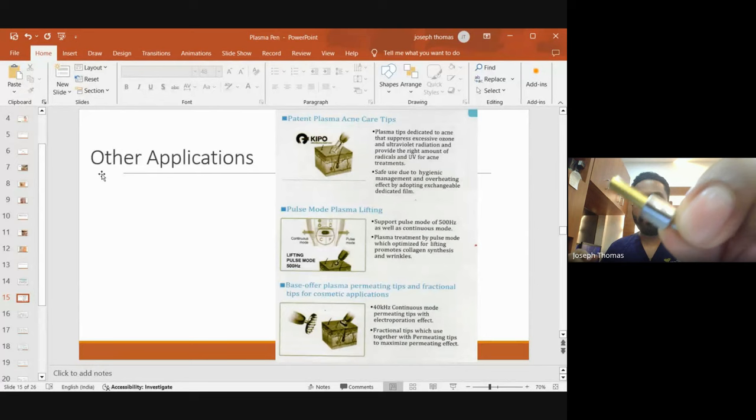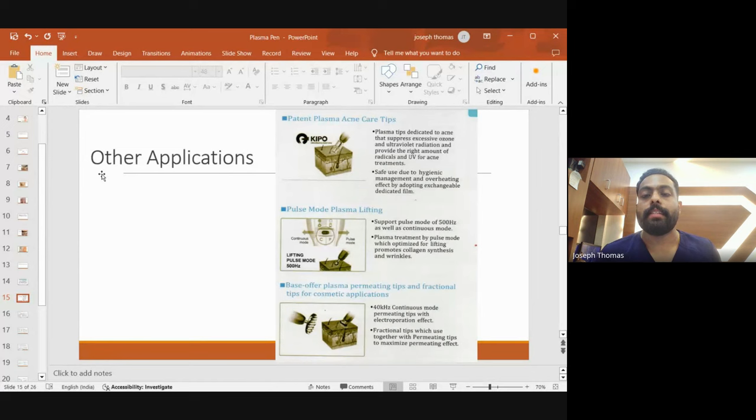This is an acne care tip. Plasma tips dedicated to acne suppress excessive ozone. There is another thing called an acne cover also. You have to cover this tip with the acne tip cover. It's a yellow color film, and with the film, you can actually use it on the face. I'll show you how to use it.